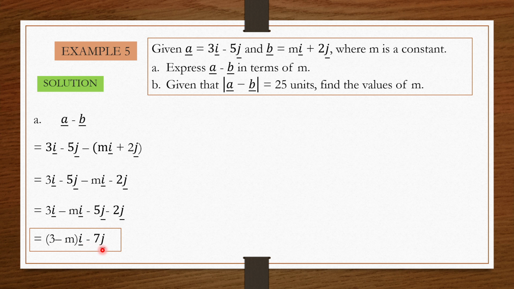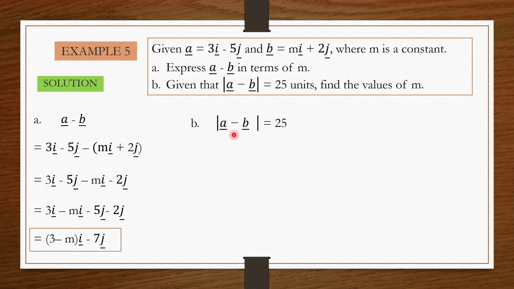Now let's move on to the second question. Here you are given modulus A minus B. What is modulus? Modulus indicates magnitude. So the magnitude of vector A minus B equals 25 units. Find the values of m. Values. That means the m value here can be more than 1. Remember that. Okay, so here we start with the given equation.